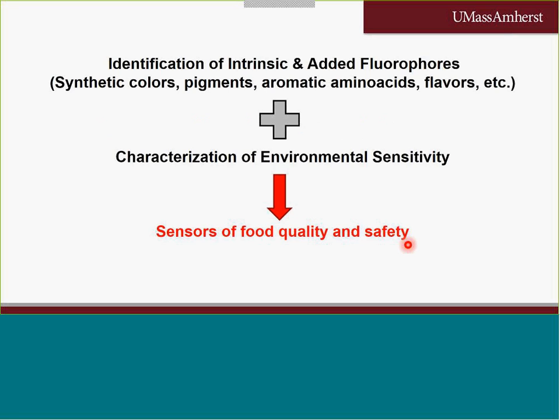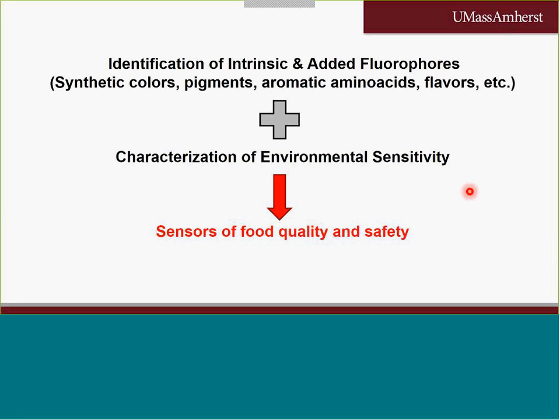We already established that there is a large amount of fluorophores in foods, and that we also add additional fluorophores to them, for example, in the case of additives. If we map their environmental sensitivity by linking changes in their photophysical properties with particular factors such as, for example, pH or water activity, they are no longer random components in food, but they can now become sensors of food quality or food safety.